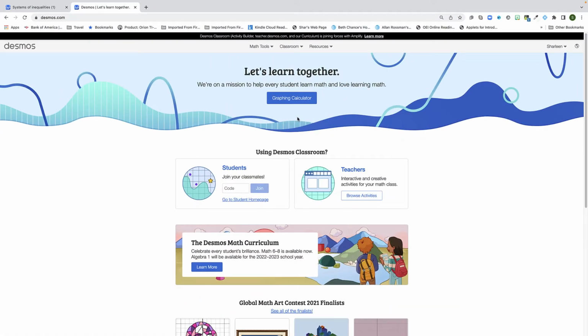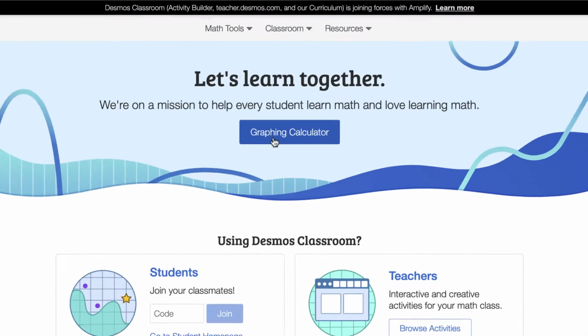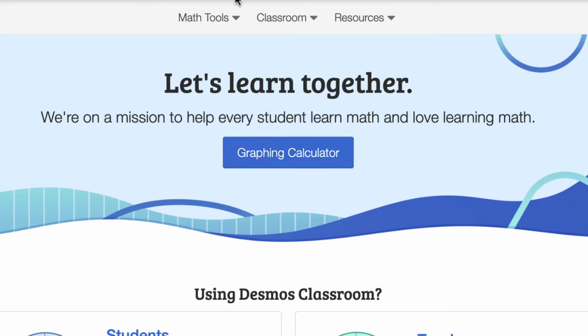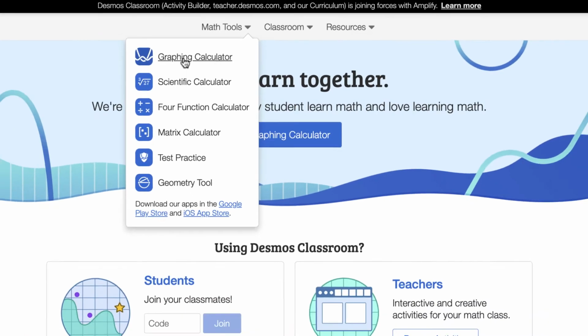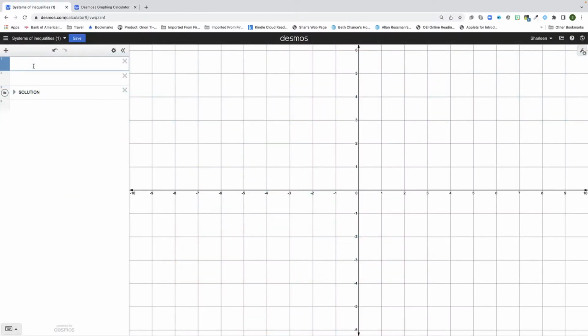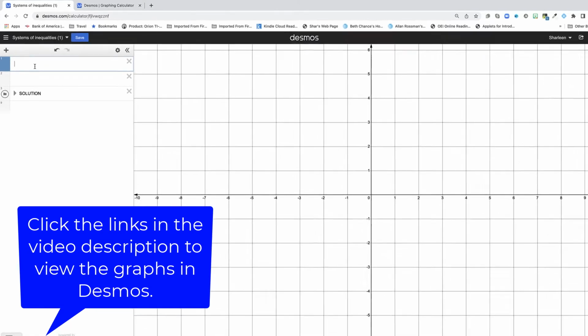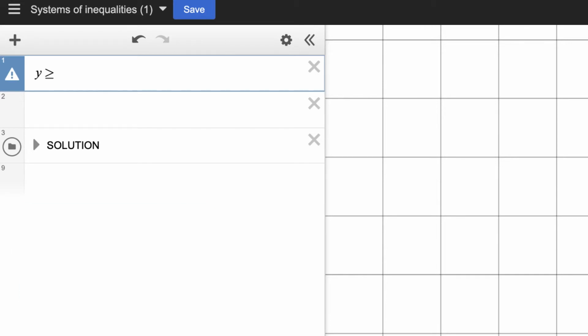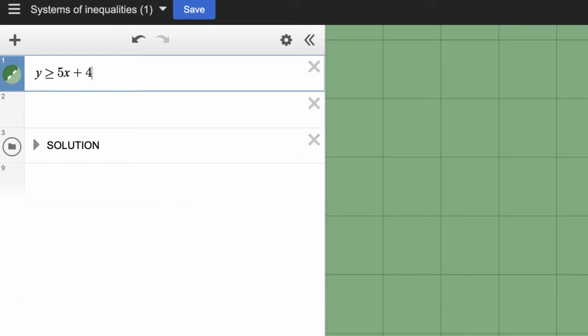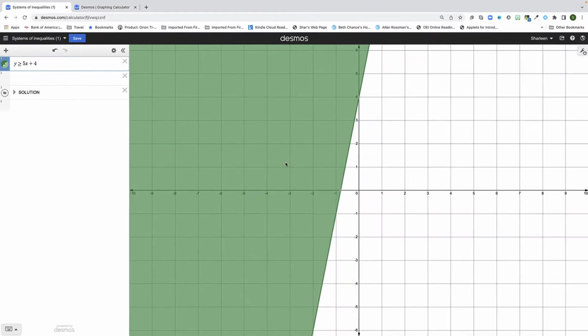When you go to desmos.com, you can either click the button to open the graphing calculator, or from the math tools, you can use the pull-down menu to locate the graphing calculator as well. In the upper left-hand side, in each cell, type in the inequality. So I'm going to type y is greater than or equal to 5x plus 4, and you can see in the graph, it already shades the area for us for that inequality.